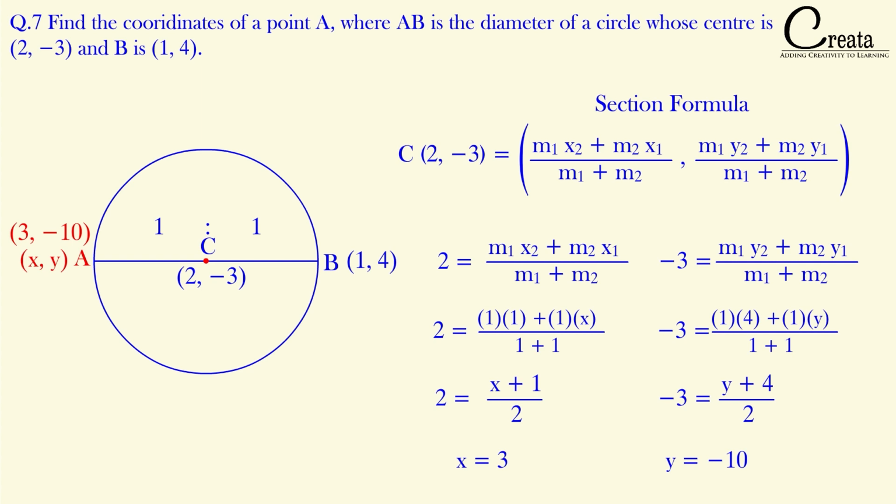So how have we solved this question? We have applied the section formula and we have also applied the basic property of the circle, that is, the center divides the diameter in the equal ratio, that is 1:1. Based on these simple properties, we have solved this question. So we are done with question number 7. Let's move to question number 8.